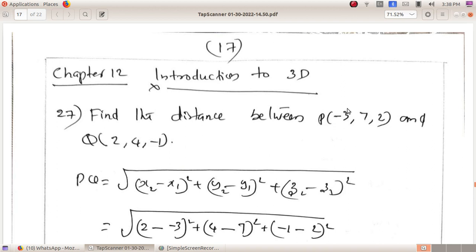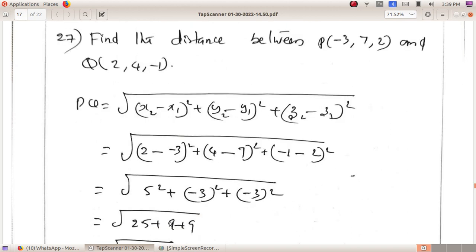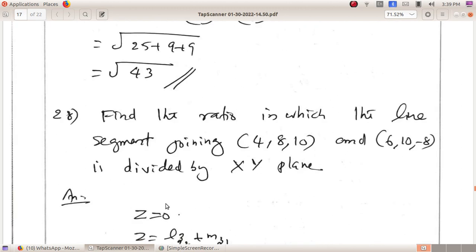Take (x1, y1, z1) and (x2, y2, z2). The distance is the square root of (x2 minus x1) squared plus (y2 minus y1) squared plus (z2 minus z1) squared, which is (2 minus minus 3) squared plus (4 minus 7) squared plus (minus 1 minus 2) squared. That is 2 plus 3, so minus 5 squared plus minus 3 squared plus minus 3 squared. So the answer is root of 43.